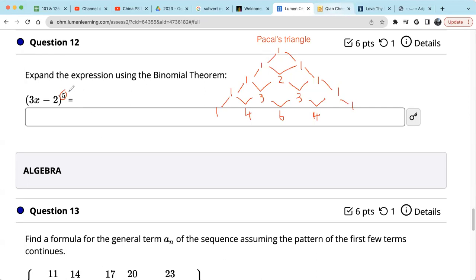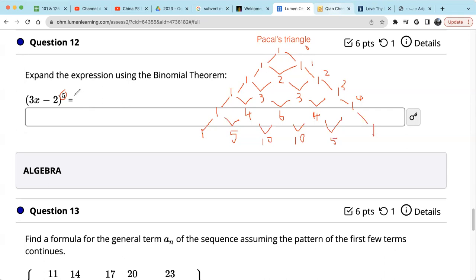So let's see. We need to construct a 5th level. The first level is the 0 level. It's the binomial raised by 0, which is 1. Then the first level, then raised by 2, raised by 3, raised by 4. So we need to do one more layer. So I get a 1, 1 plus 4, 5. 4 plus 6, 10. 6 plus 4, 10. 4 plus 1, 5. You see a perfect symmetry, right? Extend this, we got 1.